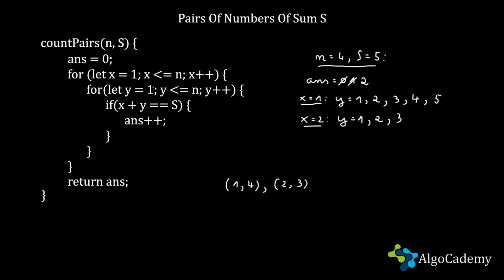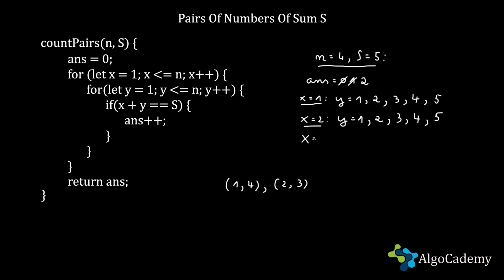Then move to the next iteration. Y becomes equal to 4. And as you can see, 4 is still less than or equal to 4, which is good. But 2 plus 4 is not equal to 5. So we do nothing. And we move to the next iteration. And y becomes now equal to 5. And this is it. 5 is greater than 4. The condition is not satisfied. So we are going to not execute this for loop anymore. We will exit it. And we'll move to the next iteration here.